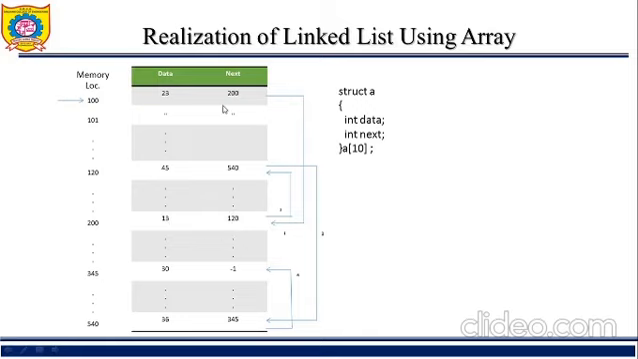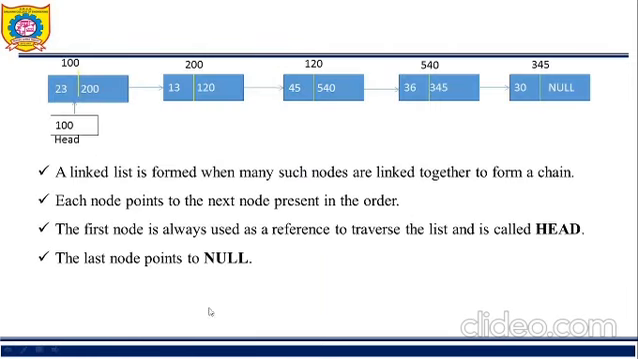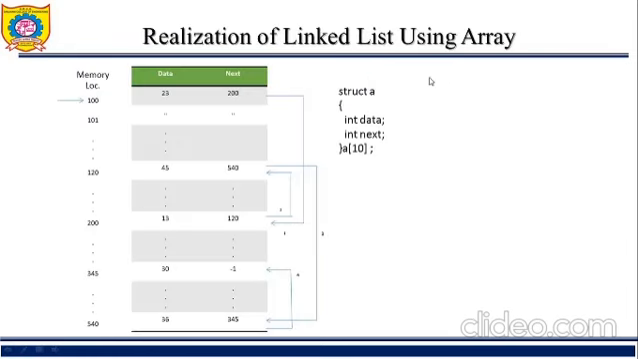Now here, before going to the actual representation of linked list using the dynamic memory allocation concept, first we will see how to represent this linked list using arrays, so that you will get the idea about the importance of dynamic memory allocation. If you want to realize this type of linked list using an array, we will see two operations, that is creation of the linked list and displaying that linked list.